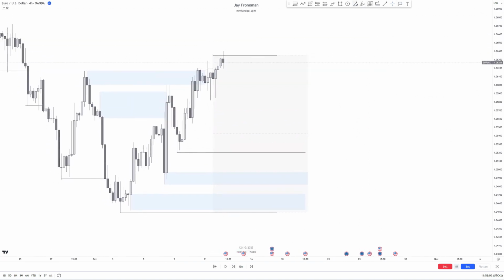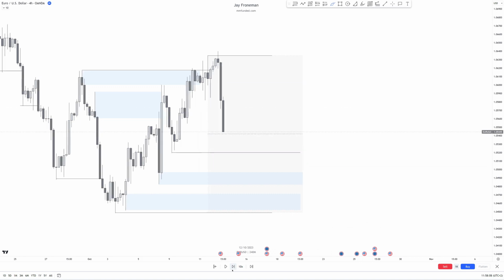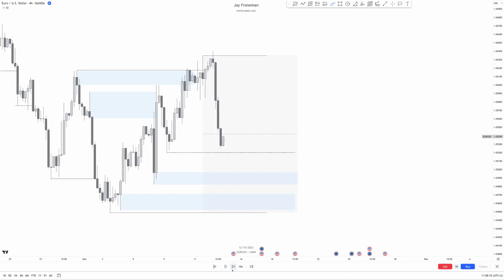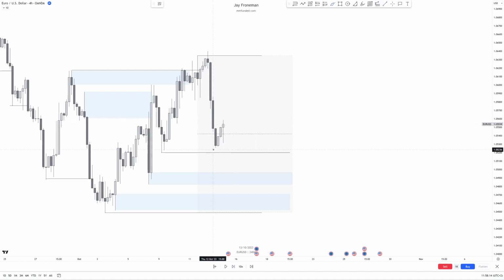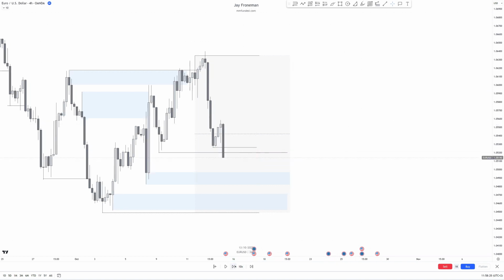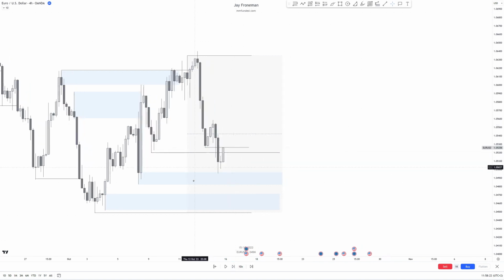Keep in mind the expectational order flow is to pull back into discounted areas of pricing before continuing to target those weak highs. Okay, pullback, we've mitigated discounted areas of pricing. We have formed more liquidity over here, so this is valid sell side liquidity to sweep, mitigate areas of demand.